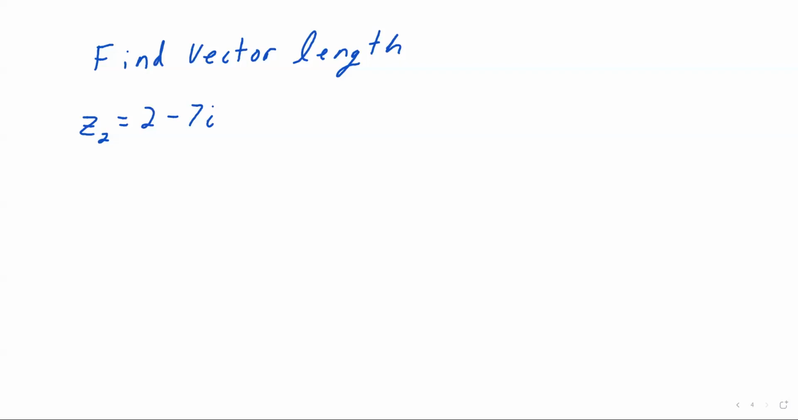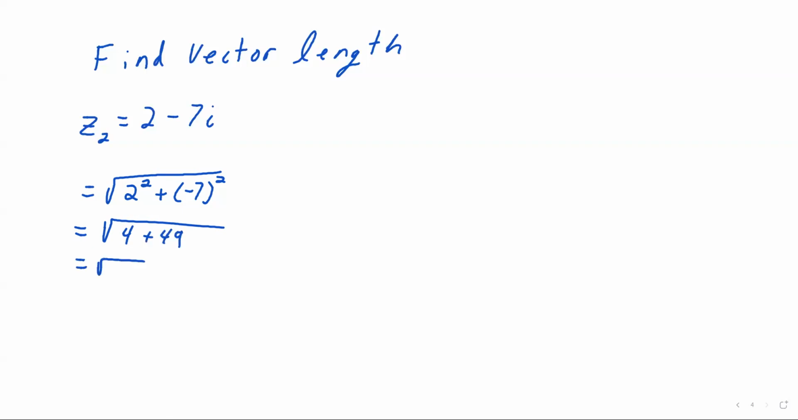Let me catch you where you're at. I know exactly where you're at, right? So if I wanted to find the magnitude of this, that would just be the square root of what? 2 squared plus -7 squared, or simply just 7 squared, however you want to look at it. 2 squared is 4, -7 squared is 49, and then 4 plus 49 is 53.